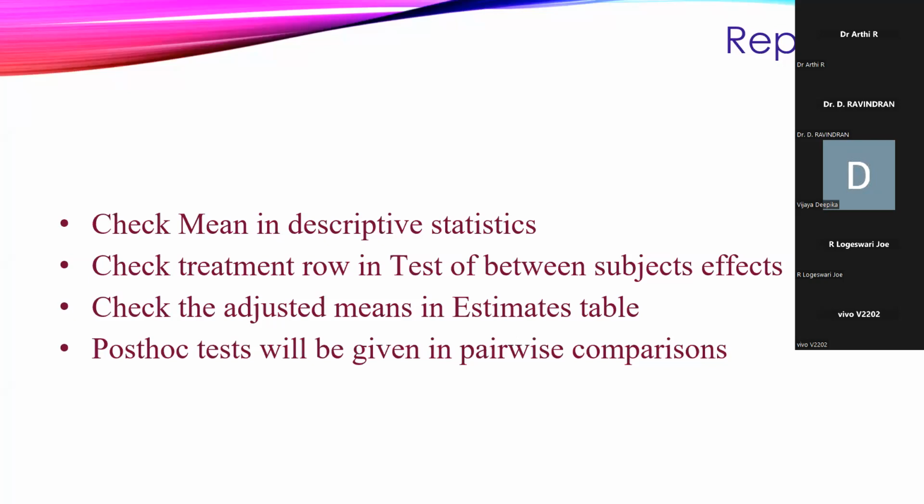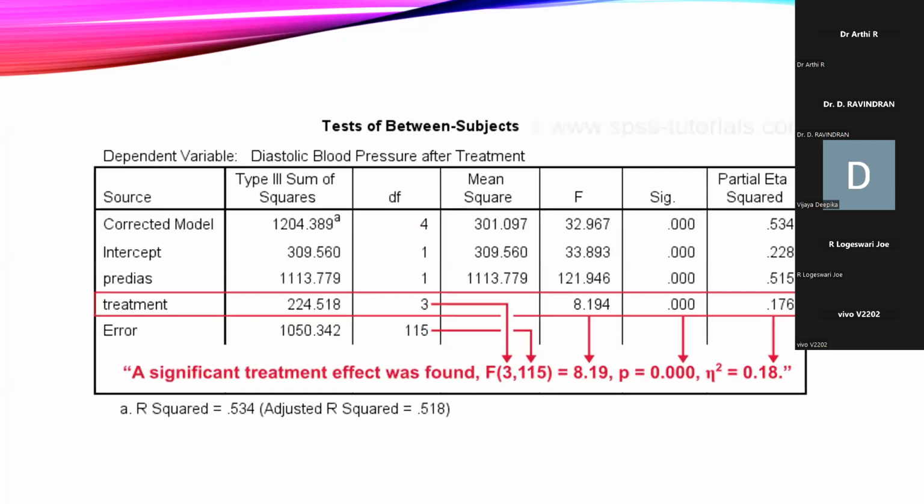So check the mean in the descriptive statistics. Check the treatment row in the test of between subjects effects. Check the adjusted means in the estimated marginal means table. Post-hoc test will be able to compare, pairwise comparison. So this is the treatment. So you have to write that a significant treatment effect was found.